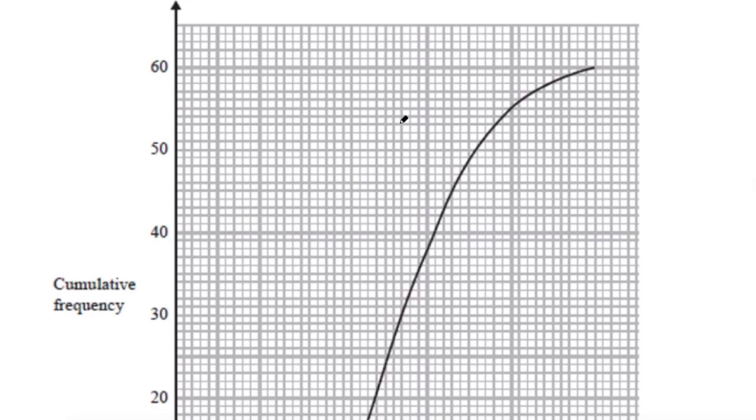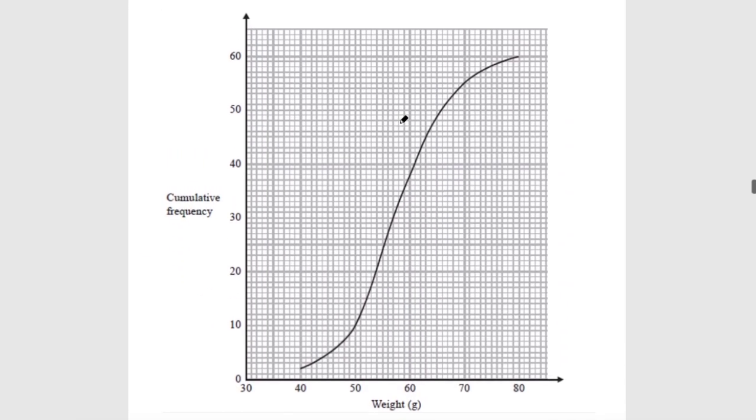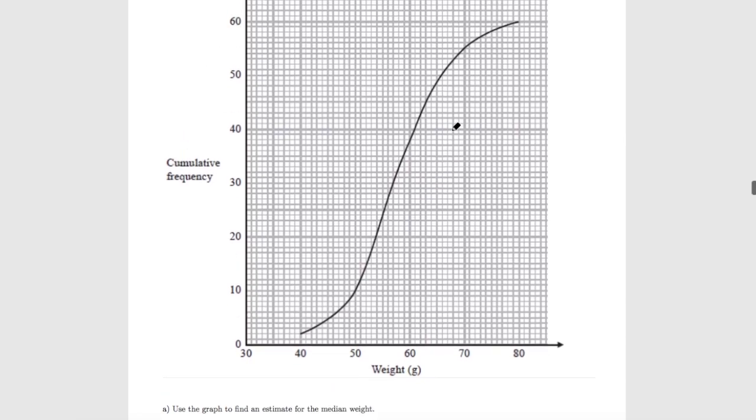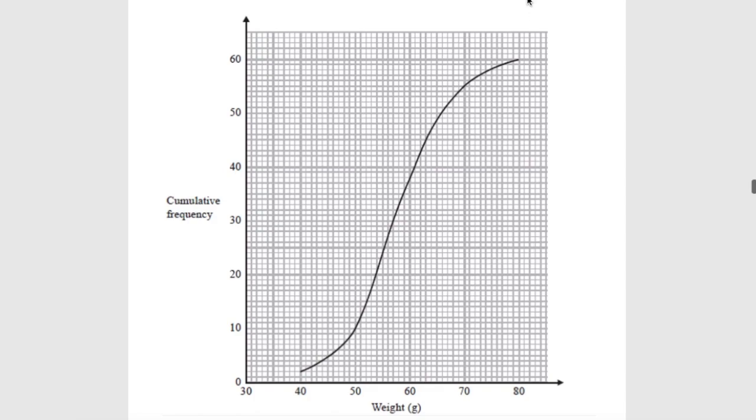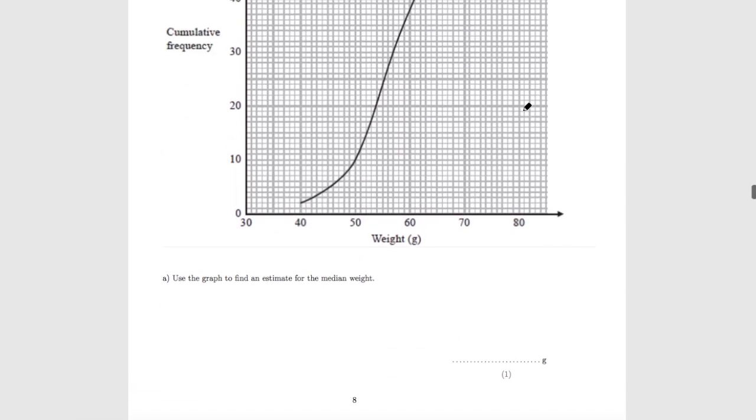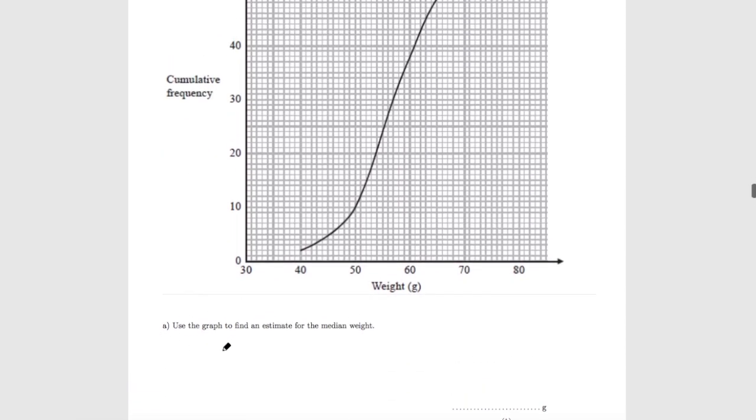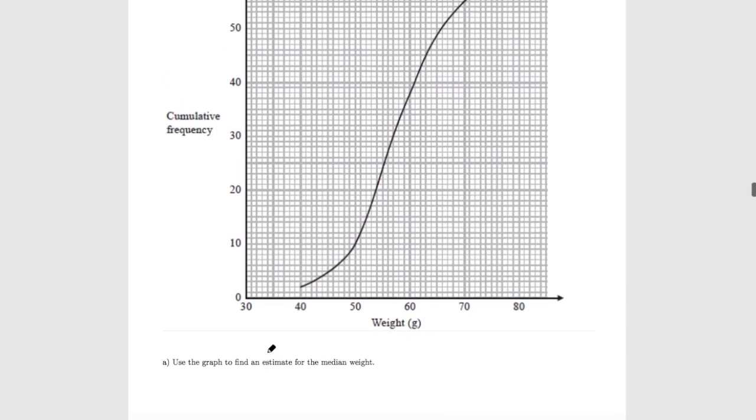Okay, just let me zoom out a little bit here. So here we've got the weights and then the cumulative frequencies. In total we had 60 potatoes, and the min weight was around 40, the maximum weight was about 80. Part A says use the graph to find an estimate of the median weight.